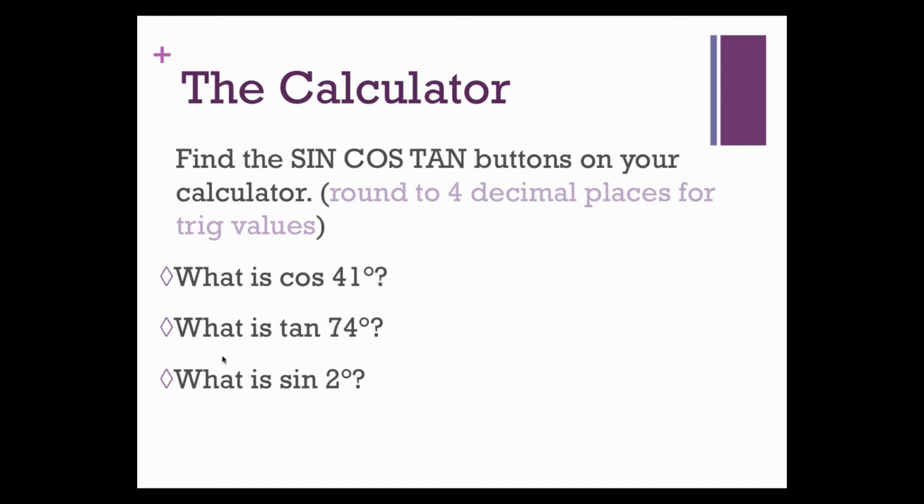All right, let's make sure your calculators are working correctly. You should see the sine, cosine, and tangent buttons. Just for giggles, type the cosine of 41. If you'd like to, you could close the parentheses, but you don't have to. If you're feeling saucy, just leave it open. Hit enter. What do you get?